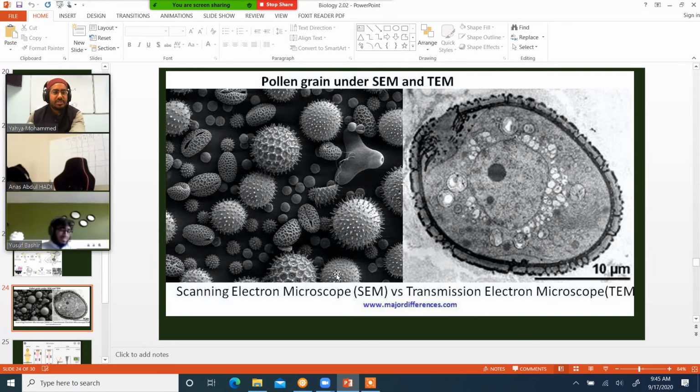Now, here we have two different types of electron microscopes. On the left, this is called scanning. On the right, we have something called transmission. What do you think is the difference between these two? How did they get these two different kinds of images?